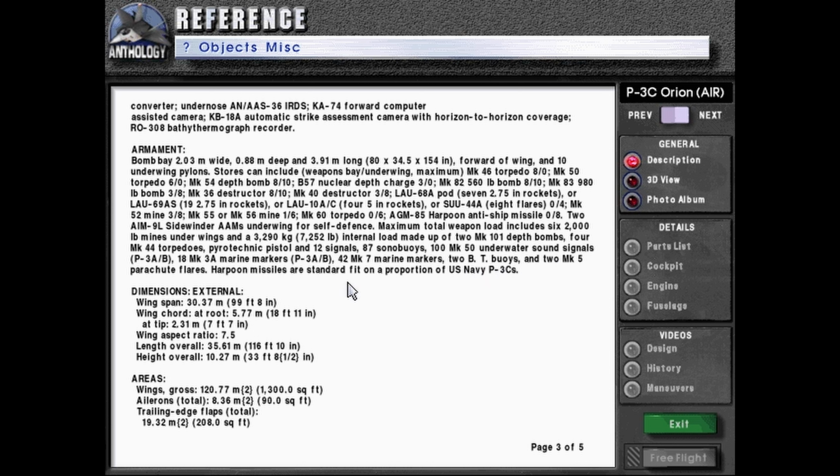Harpoon missiles are standard fit on a proportion of U.S. Navy P-3Cs. And I think they did actually get a couple, or well, the one incident I'm thinking of is a P-3 did sink a Libyan boat during the Libyan Civil War. It was like a missile boat that was in violation of the U.N. order to not set sail or something with regards to the Civil War.